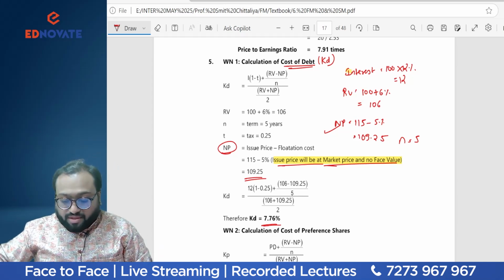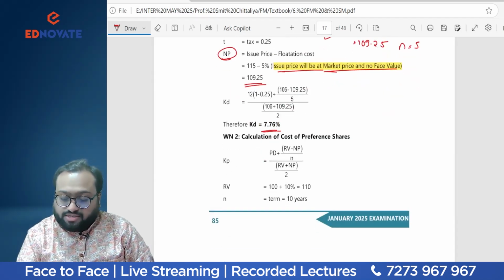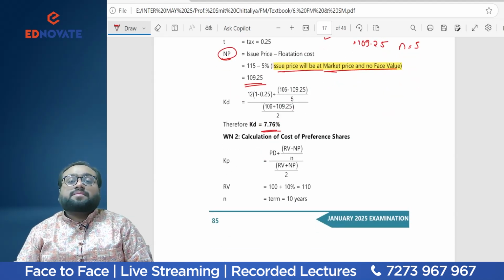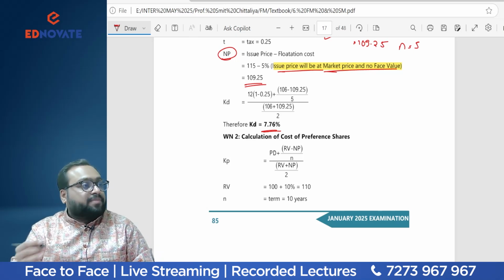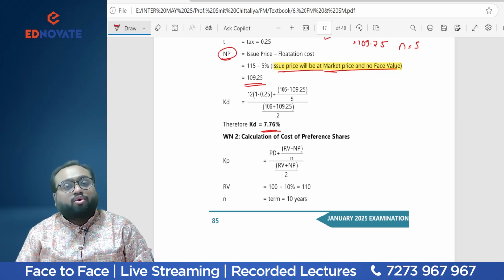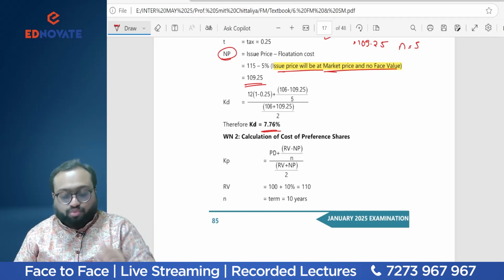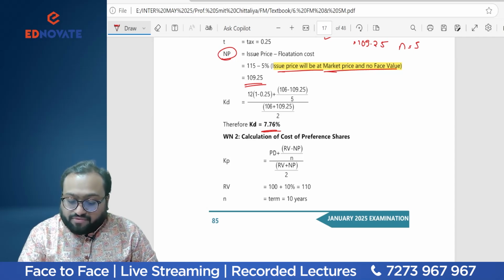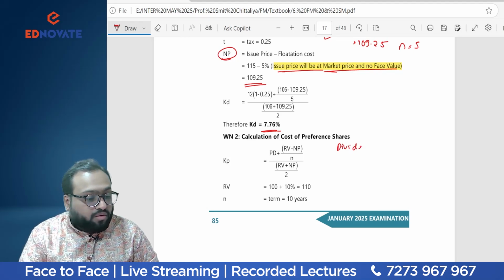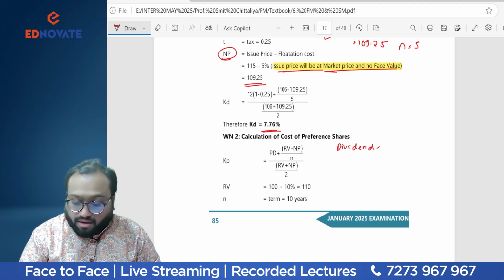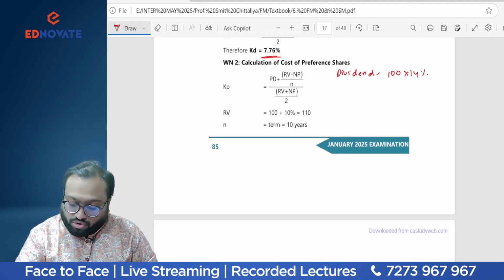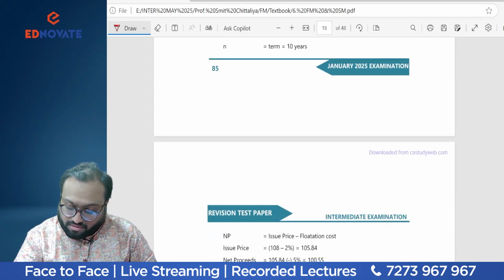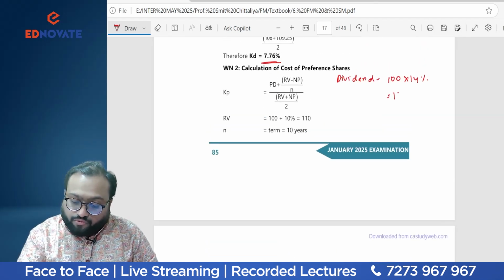Clear to all? Now talking about your redeemable preference shares, these are also redeemable. So we know the formula: KP is equal to dividend plus (RV minus NP) divided by N, whole divided by (RV plus NP) divided by 2, into 100. And what will be the dividend? Dividend will be on the face value. What is the face value of preference share? 100, and dividend rate is 14%. So if I'm not wrong, your dividend will be 14. Yes sir, dividend will be 14.